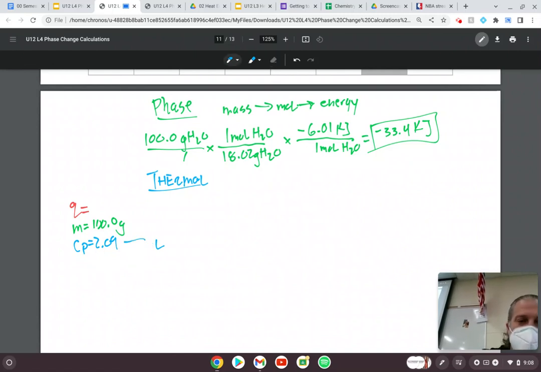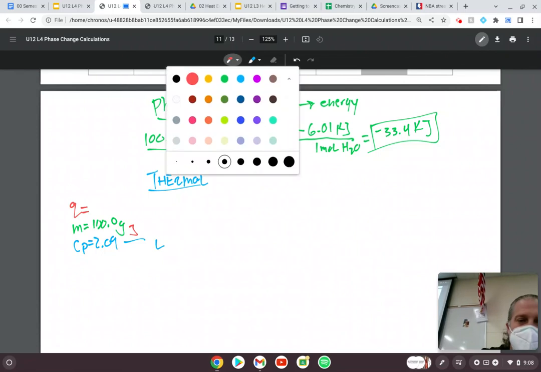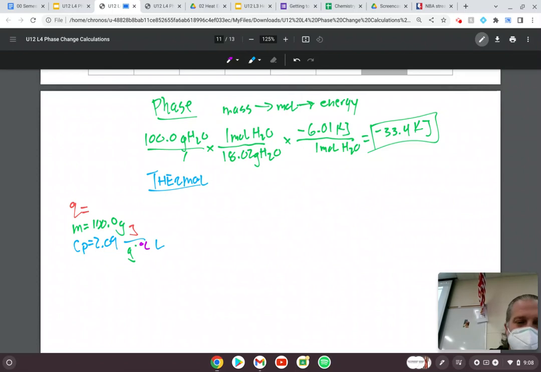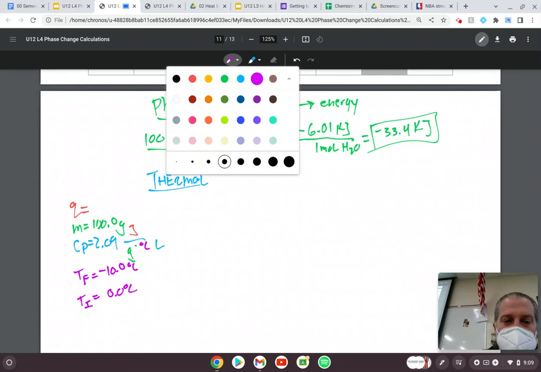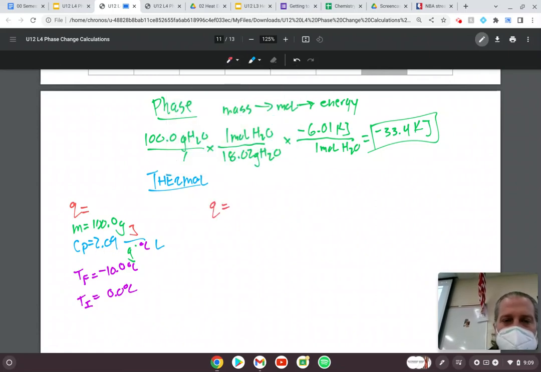It's going to be joules per gram per degree Celsius. And then the change of temperature, the TF and the TI. In this case, we're finally going to get to that negative 10 degrees Celsius, and our initial temperature is going to be 0 degrees Celsius. So I'm going to plug things in. Mass times specific heat times TF minus TI.